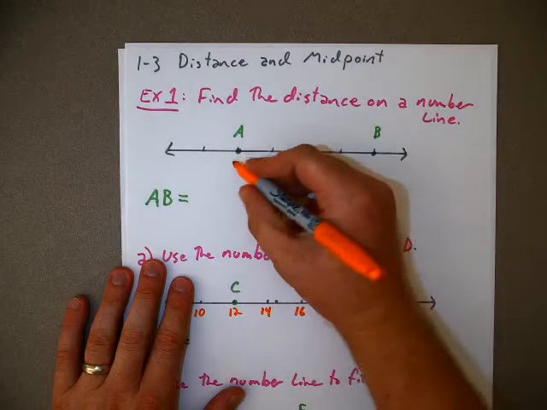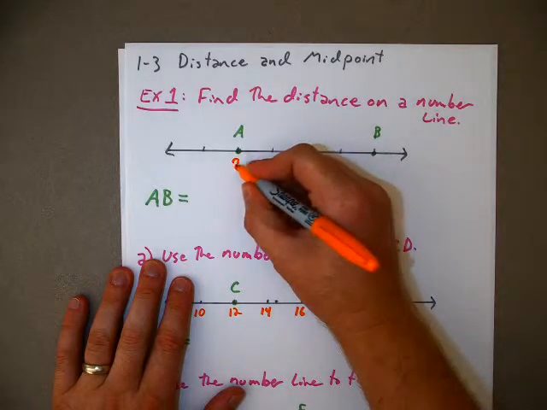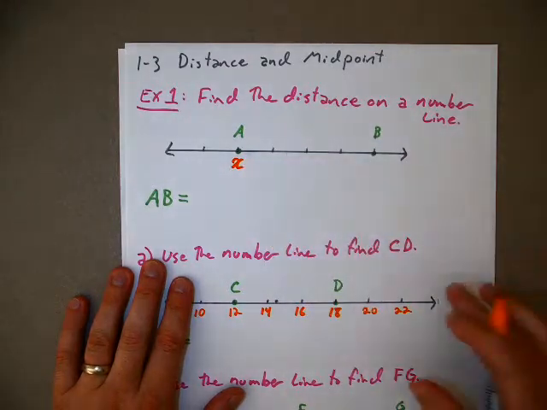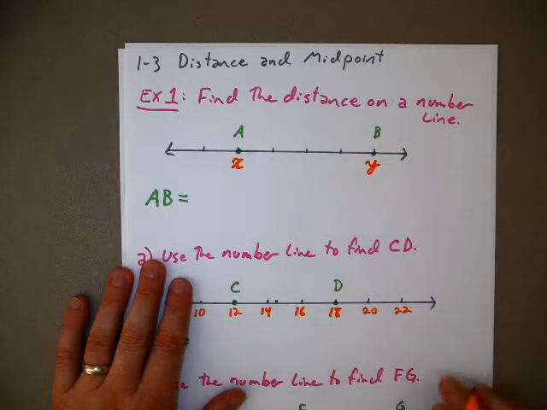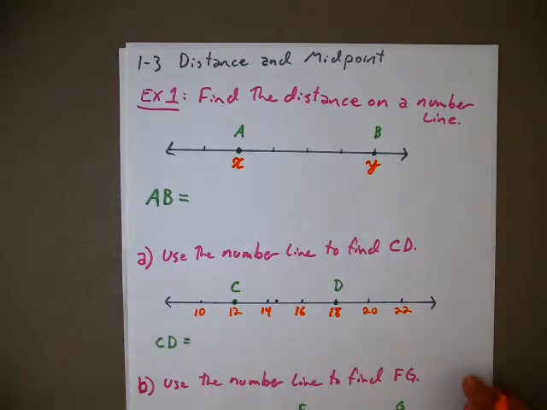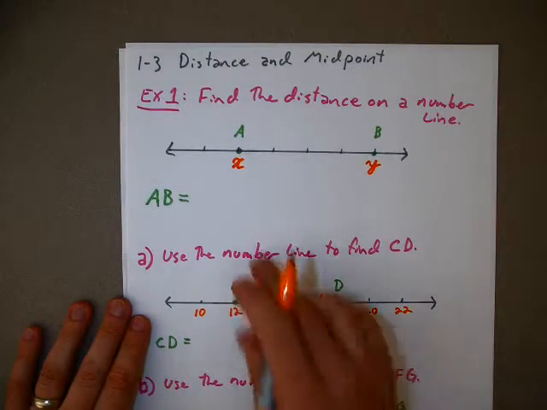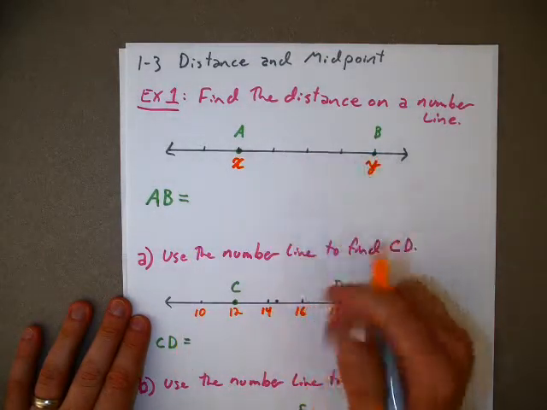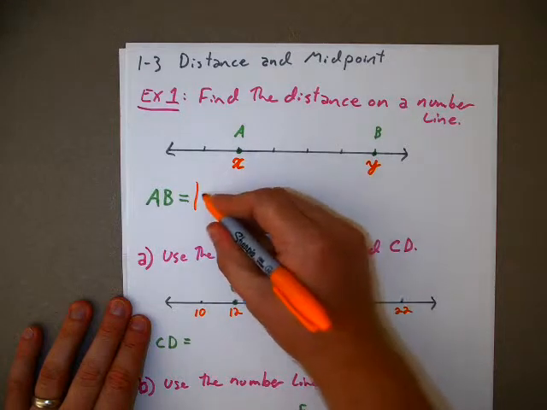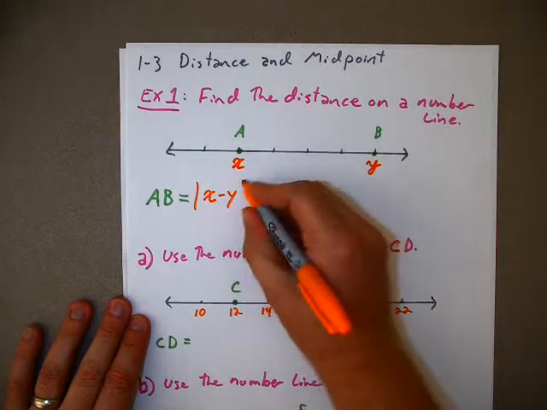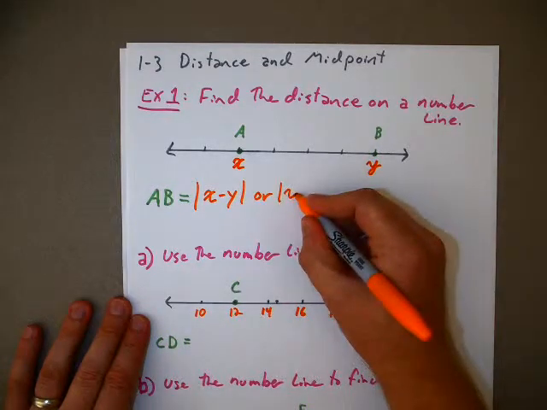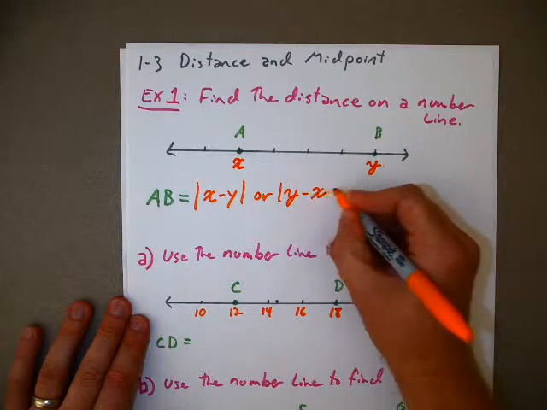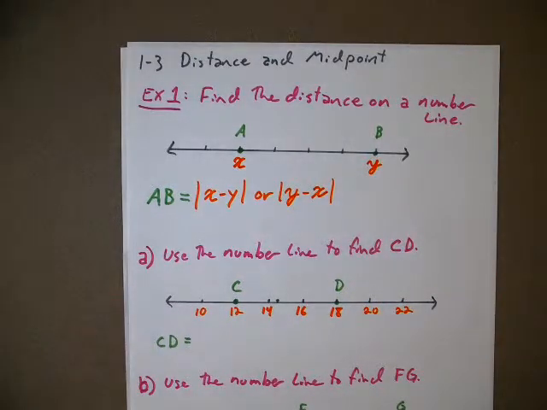Let's say that point A is x units away from 0, and we'll say that B is y units away from 0. So what this tells us is that we can find the distance from A to B by finding the absolute value of x minus y, or we could have also found the absolute value of y minus x. You'll find that it comes out to be the same thing.